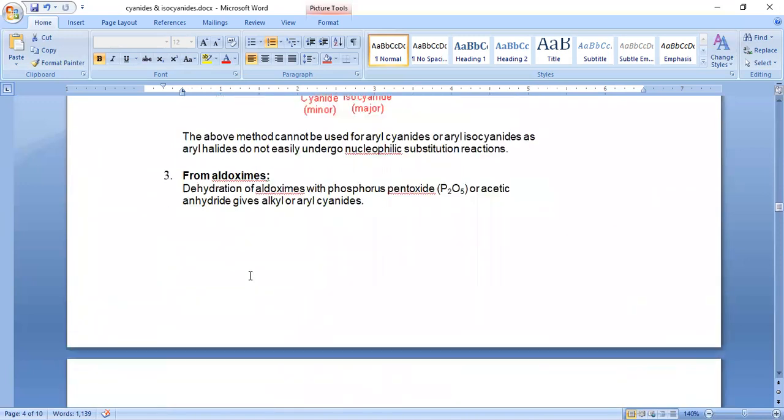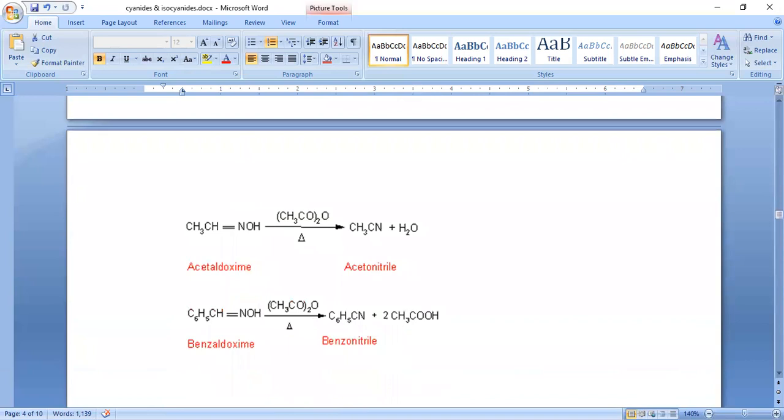Okay, next one is from oximes. Oximes are also one type of extension to the amides. So what is the formula of oxime? Here I'm writing R-CH double bond NOH. So this is known as oxime.